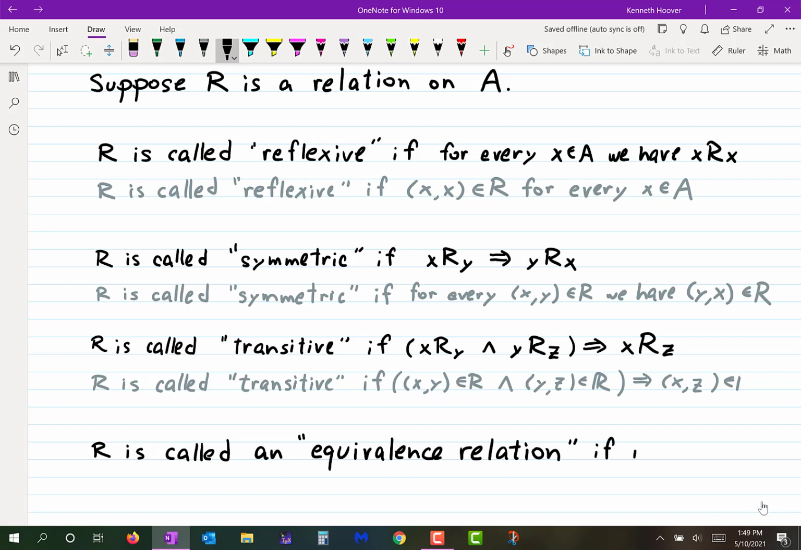If it is reflexive, symmetric, and transitive. Okay, let's look back at our example.